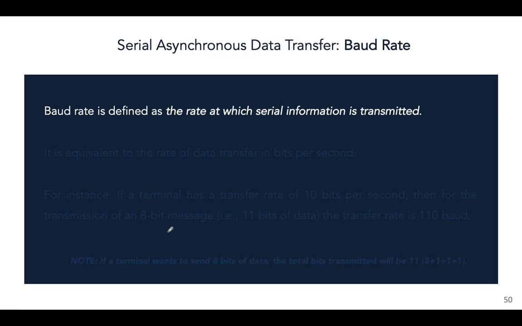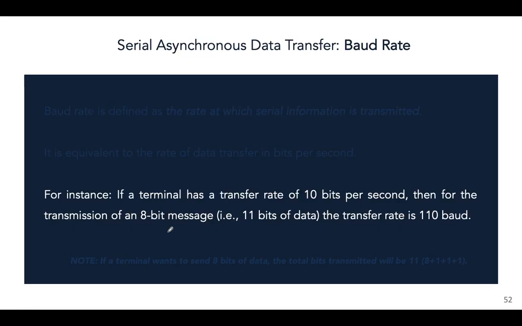Now let's talk about baud rate, as it's an important characteristic of serial asynchronous data transfer. So baud rate is defined as the rate at which serial information is transmitted. So you'll notice that it is equivalent to the rate of data transfer in bits per second. Right? For instance, if a terminal has a transfer rate of 10 bits per second, then for the transmission of an 8-bit message, the data transfer rate is 110 baud. So it's measured in bauds.